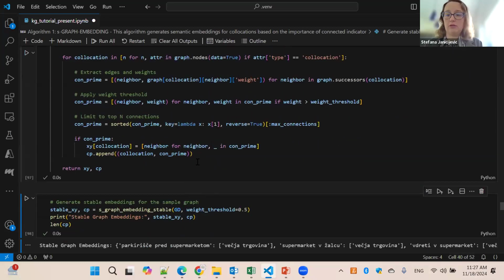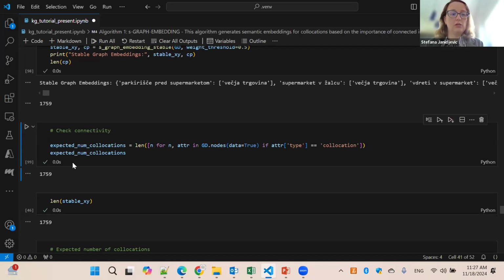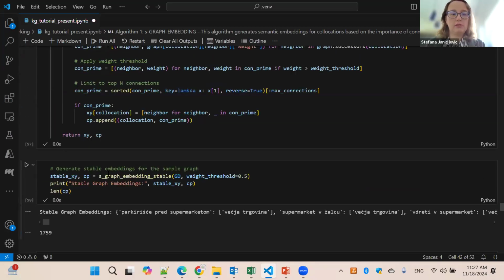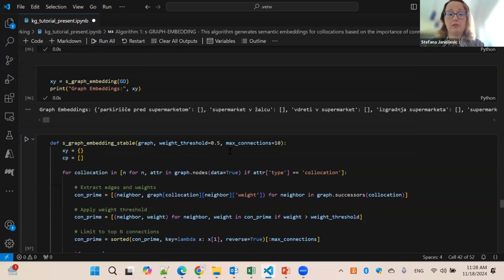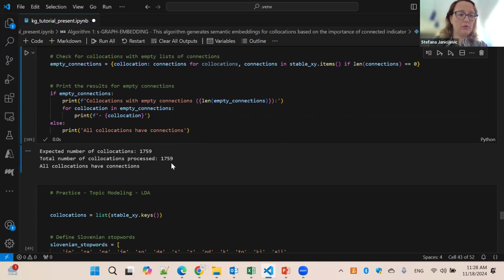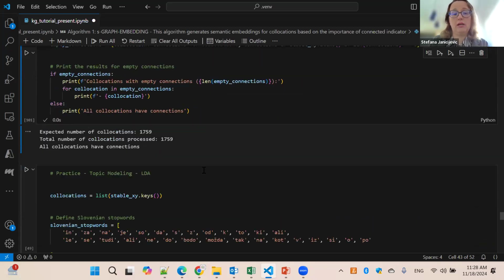So I'm looking now at the time, we are 3 minutes till the end. So I'm thinking what to do, just to run for you. So expected number of collocations is 1,700. We also have length as a function for stable x epsilon. Stable x epsilon is a number of embeddings in the graph according to these parameters that you can also really play with and see different results. After that, you can see expected number of collocations, total number of collocations processed, and all collocations have connections, for example. But it will be different if I change the weight threshold. So not all will have connections.